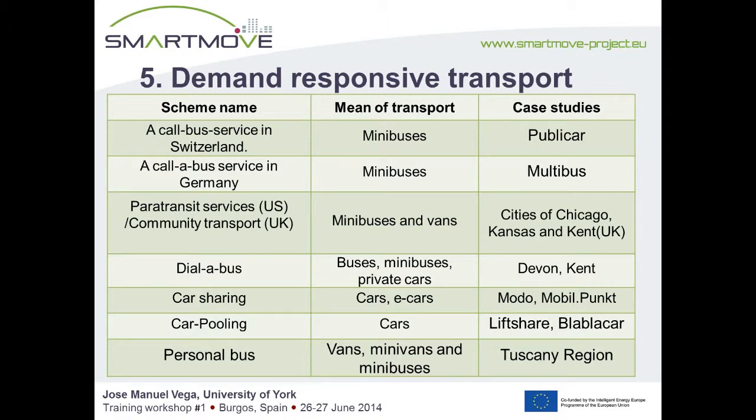Then we have the third one, paratransit services or community transport. They are also demand responsive systems, but they are different because of the target users: they are focused on people with mobility problems. The vehicles are fitted with wheelchair ramps or other features to make them easy to take, to incentivize those people, the elderly and wheelchair users, to use them. In the UK we call it community transport, and there are cities in Kent and also in Scotland. It's been quite popular.